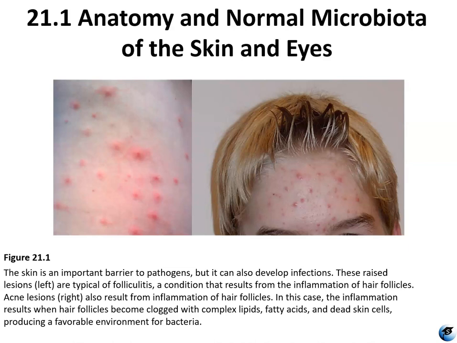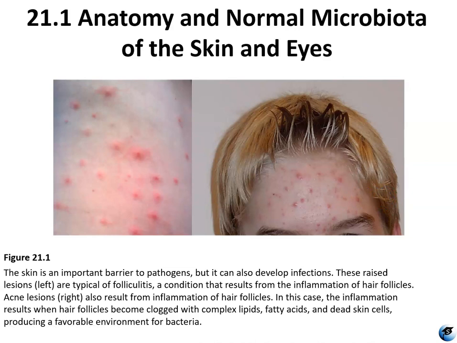Figure 21.1 is showing the raised lesions that are typical of folliculitis. I know that it looks like acne, but it's actually an inflammation of hair follicles. This here on the left. Now these ones over here are lesions that are formed due to acne.